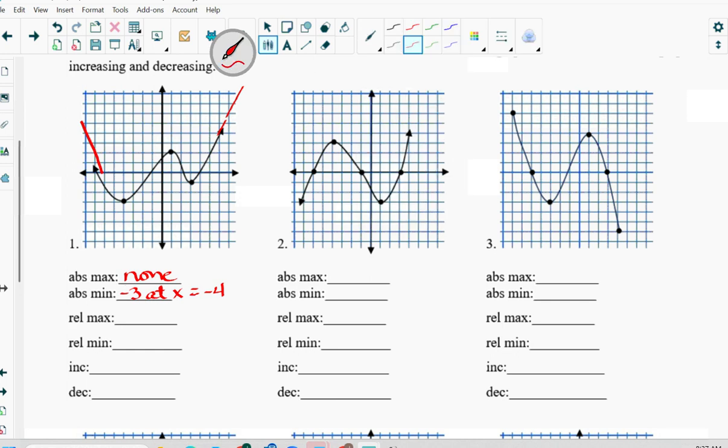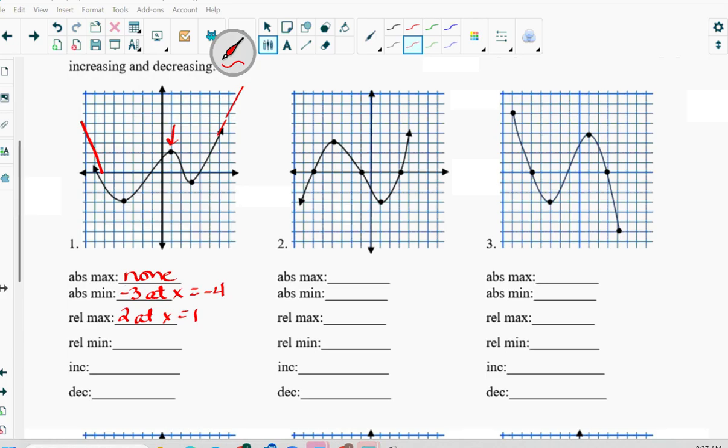So your relative max is this guy right here. How high does it go? 2 at x equals what? 1, I think. 1? Now I'm doubting my counting. Yeah, at x equals 1.